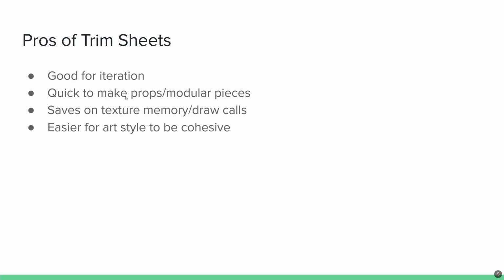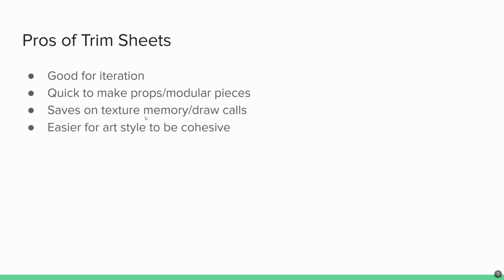Another pro is it's a lot quicker to use a trim sheet when you're making props and modular pieces, because you don't have to bake at all. So you don't have to make a high poly. Most of the time, when you're making a prop or a modular piece with trims, you are using the mid poly workflow, which I will go into more detail once we get to the modeling portion of it.